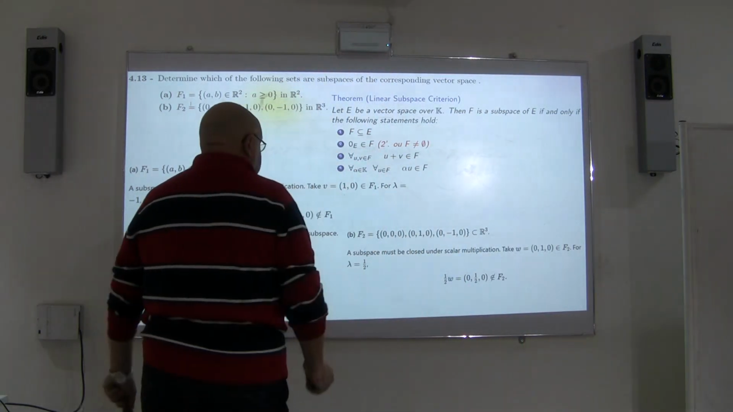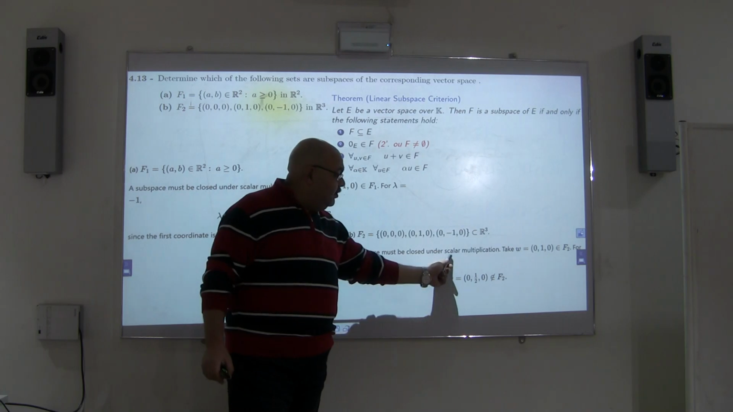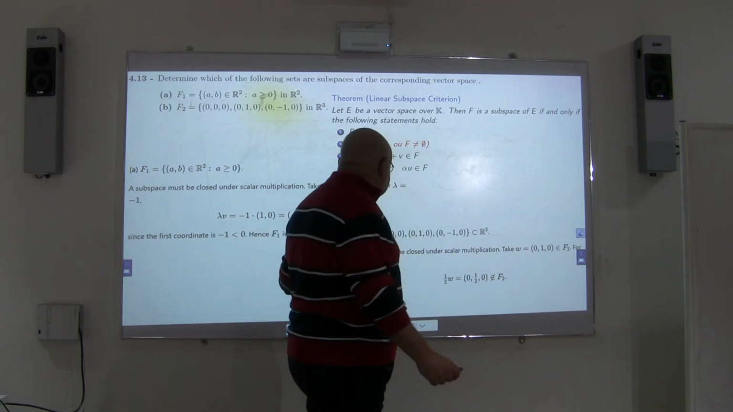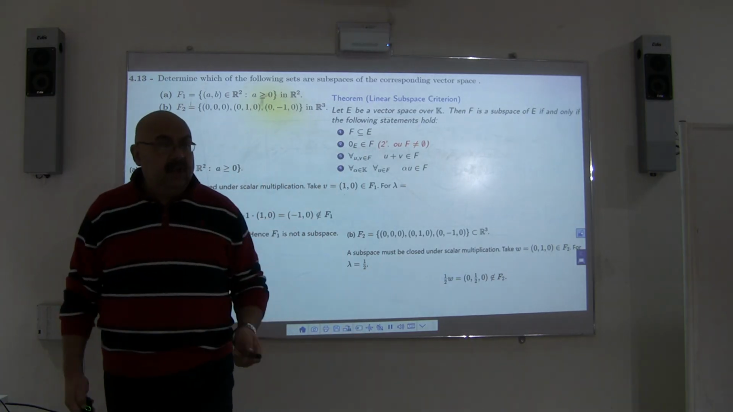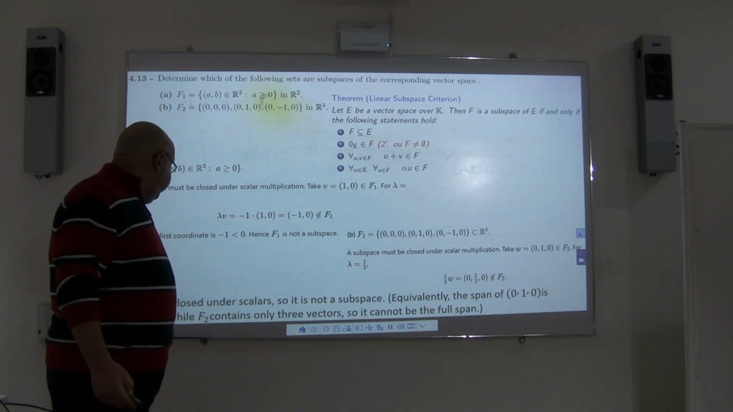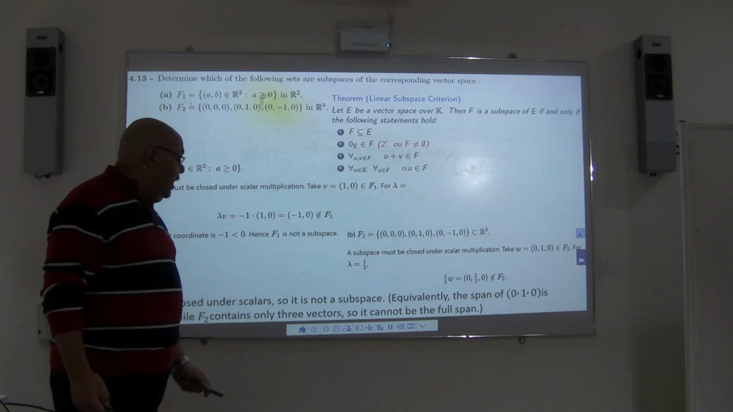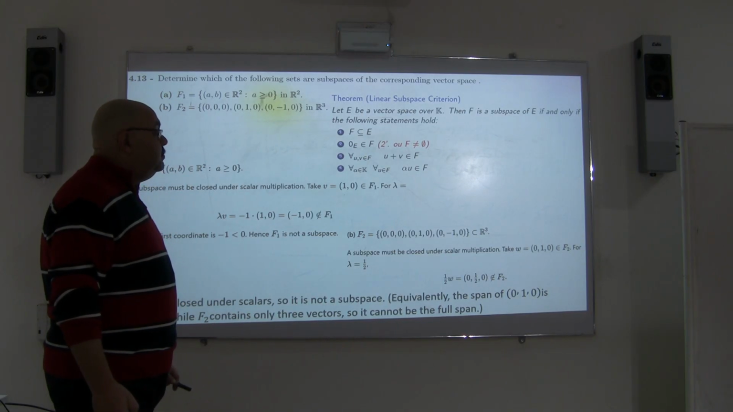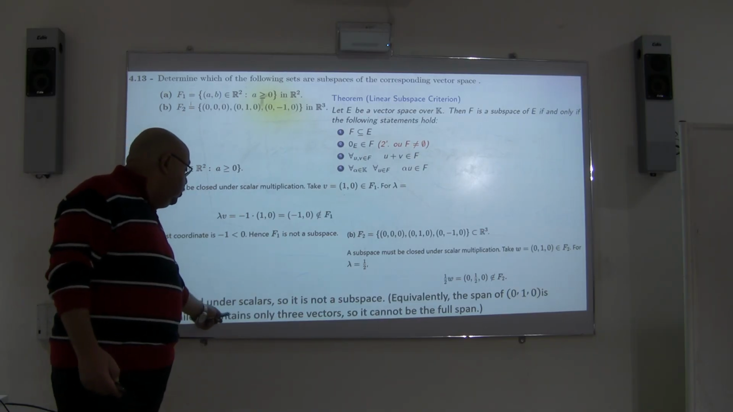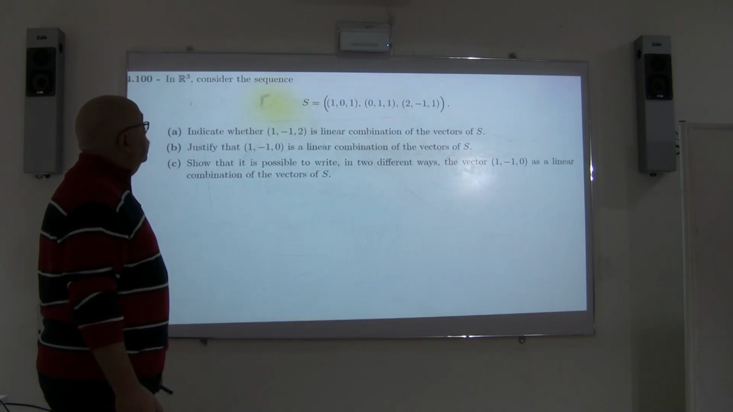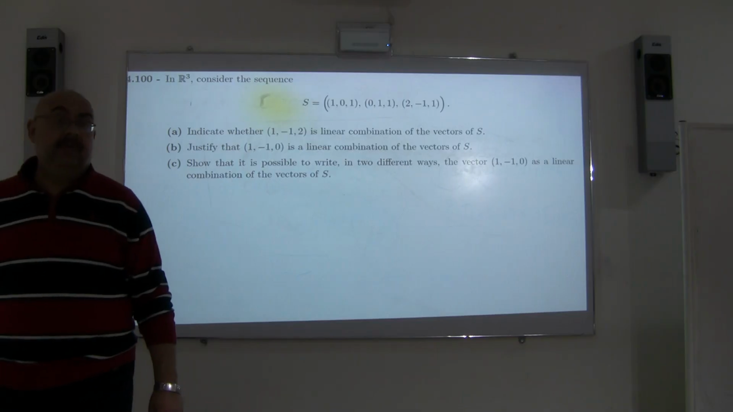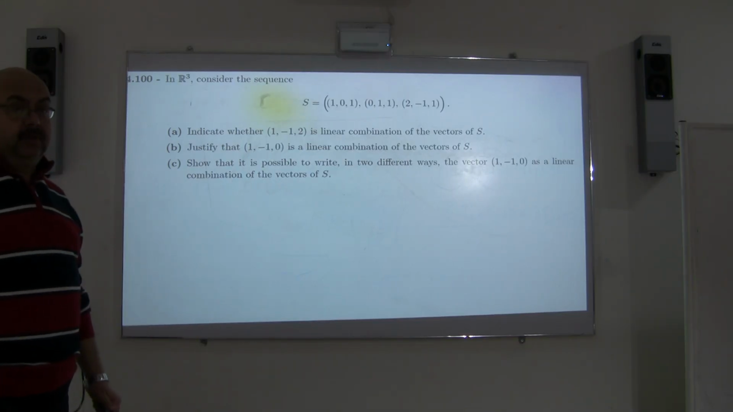So for these 3 vectors, a subspace must be closed under scalar multiplication. Take (0, 1, 0), and if you choose lambda equal to half or 2 or 3, it's going to be another vector which doesn't belong to this set. So F2 is not closed under scalar multiplication and it's not a subspace. Equivalently, the span of (0, 1, 0) is infinite, while F2 contains only 3 vectors, as I told you. This problem is really very good. We need to solve it together. Nada and Fadden, please leave your cell phones.